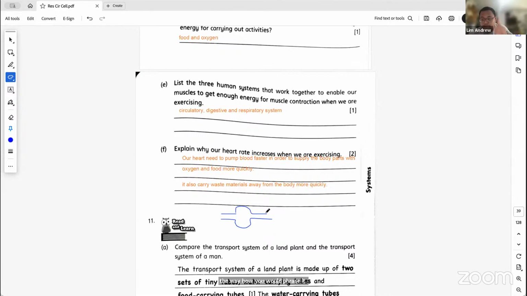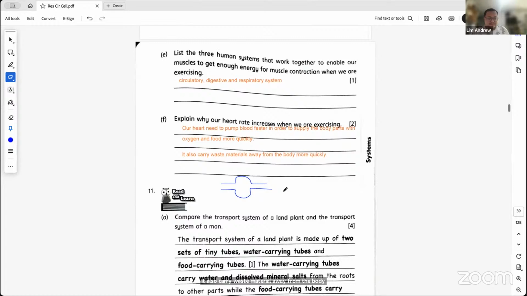So students, remember, do not write more blood or more oxygen. Must write pump blood faster. This will help you prevent any careless mistake. So the answer for this question is our heart needs to pump blood faster in order to supply the body with oxygen and food more quickly. It also carries waste material away from the body more quickly. All right, let's carry on.